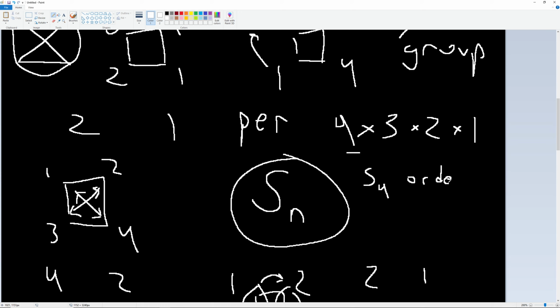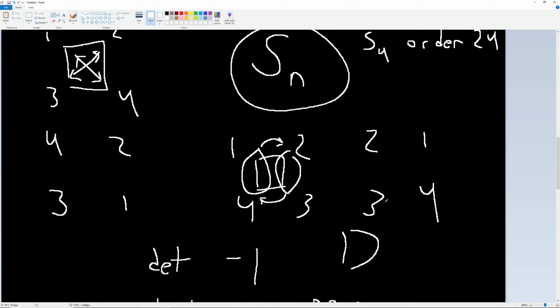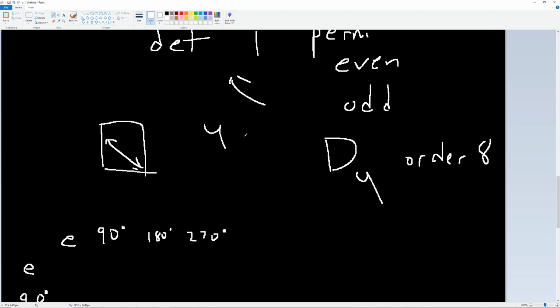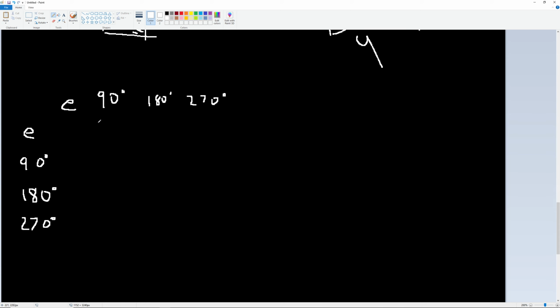That's 24 elements in the group, so we'll have order 24. So if you're writing out all the possible elements of the group S4, you need a multiplication table with 24 rows and columns, because when you do the multiplication table, you're going to write all the possible compositions of permutations.